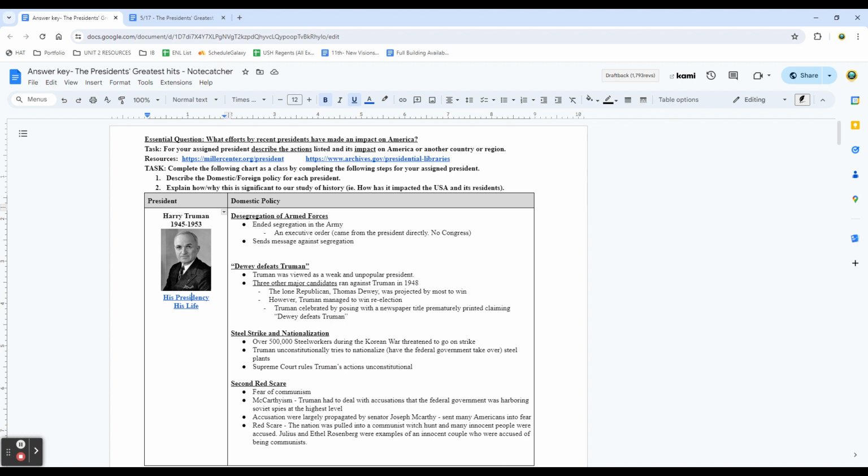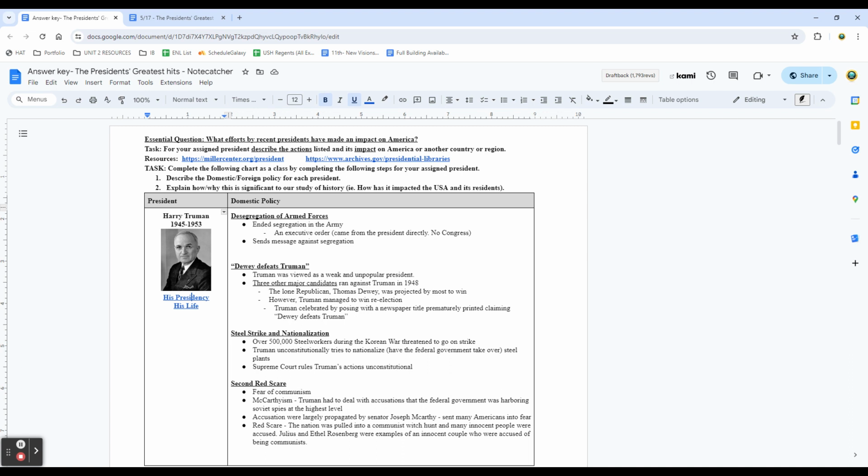The first thing you need to know is that Truman in 1948 issued Executive Order 9981, and this ended segregation in the U.S. military. This was a big win for civil rights, even before the civil rights movement really picked up steam. And this executive order from the president directly ended segregation in the military.